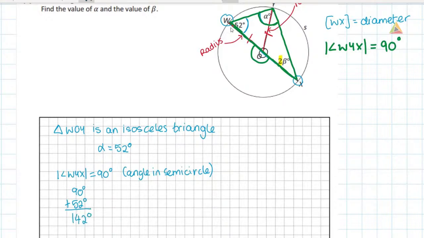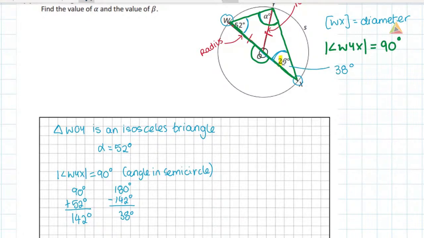And the three angles in a triangle always add up to 180 degrees. So I know the angle at W, the angle at Y, and the angle at X are going to add up to give me 180 degrees. So I can say 180 degrees, take away the 142 degrees, and that leaves me with my third angle in this triangle being 38 degrees. So this angle here, I've now calculated, is going to be 38 degrees.